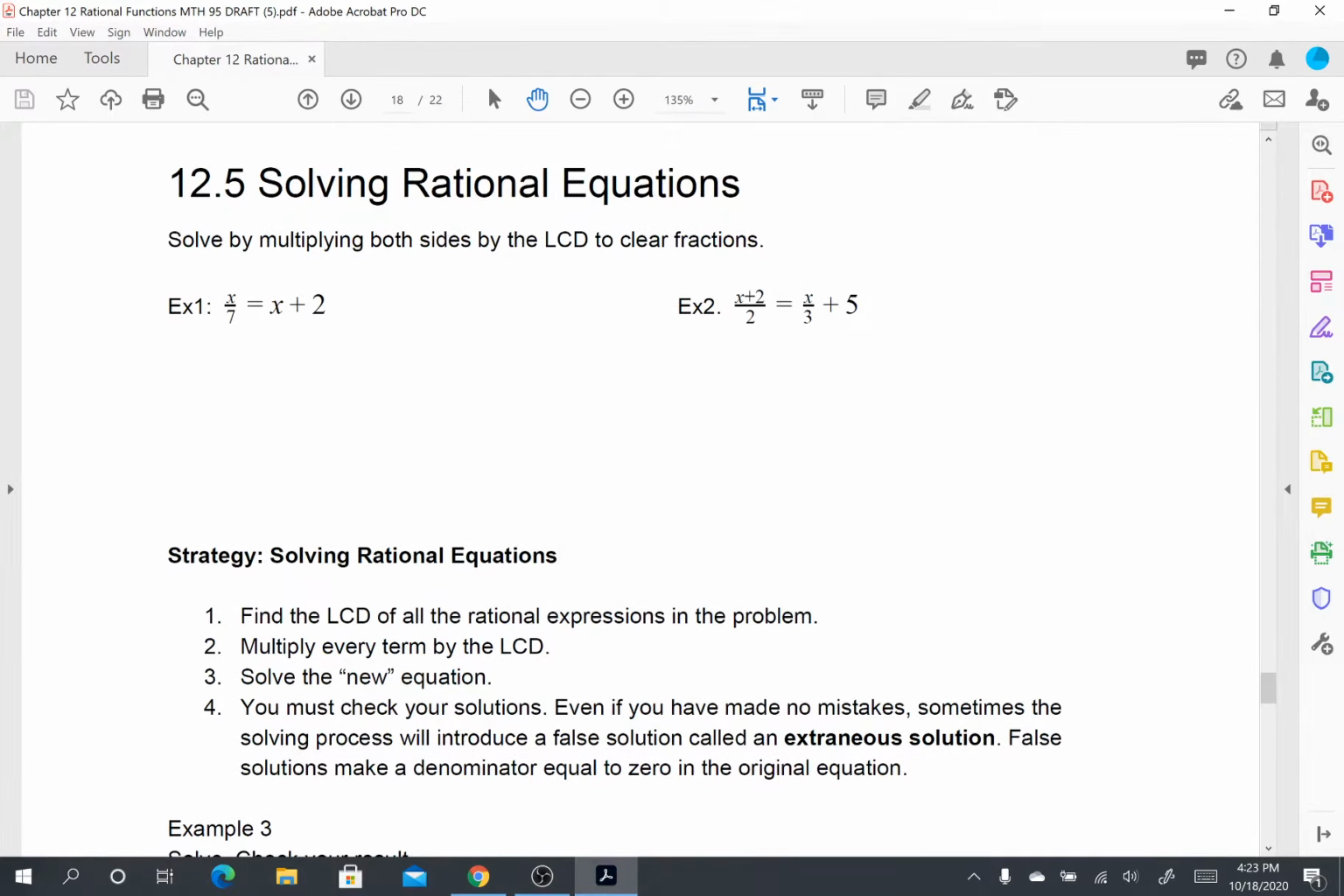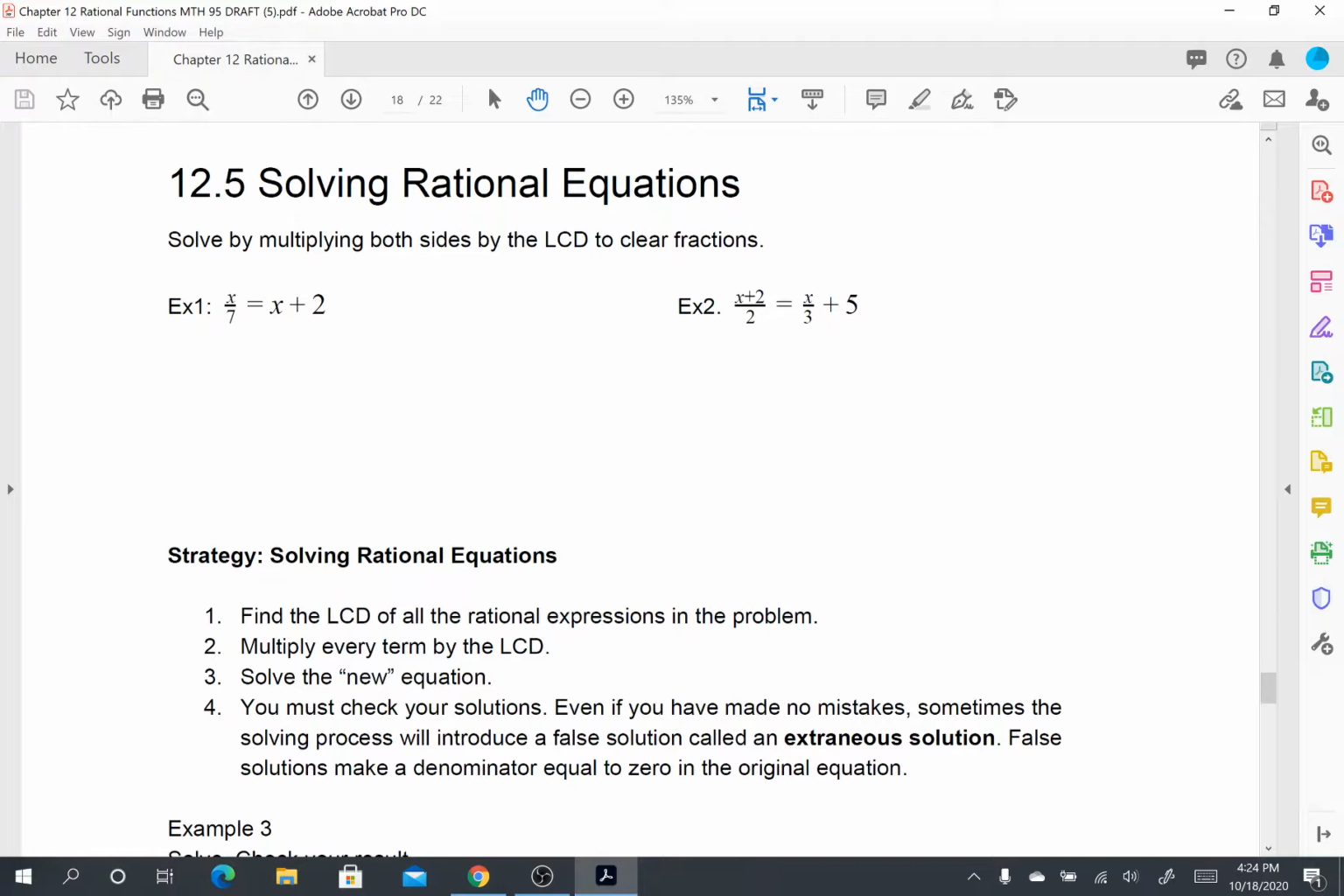12.5, Solving Rational Equations. You can do this by multiplying both sides by the lowest common denominator to clear fractions. You can do it that way. You can also do it other ways. I will show you more than one way to do these. So in this first example, there is a 7 in the denominator, and on the other side you don't see a denominator, so the denominator is 1.